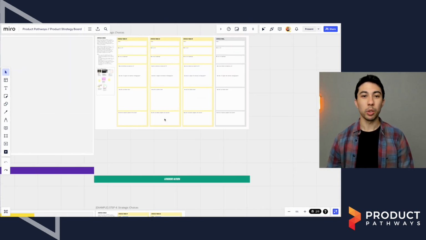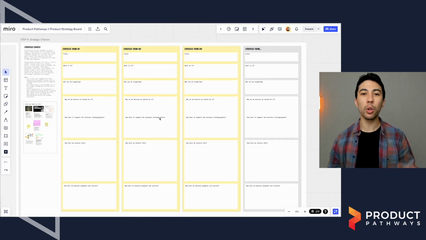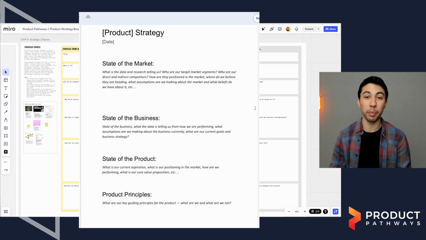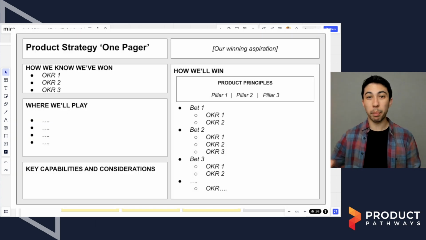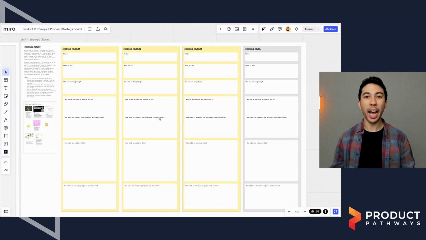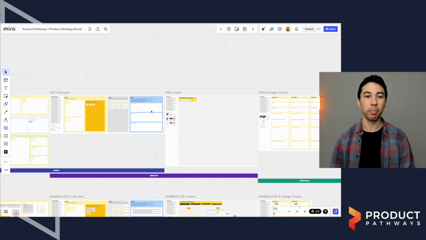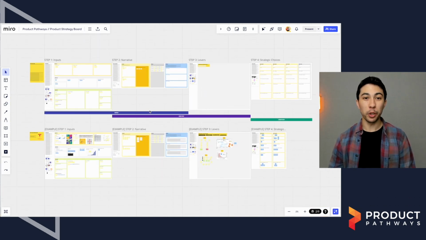But that's it. You'll come up with some strategic choices. And then if you wish, you can package all of this up into that product strategy document, put it into the product strategy on a page, one page of summary for people as well to help communicate it. And then you have your product strategy. So hopefully that was useful for you.